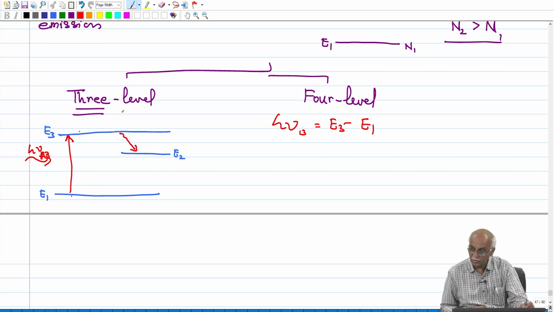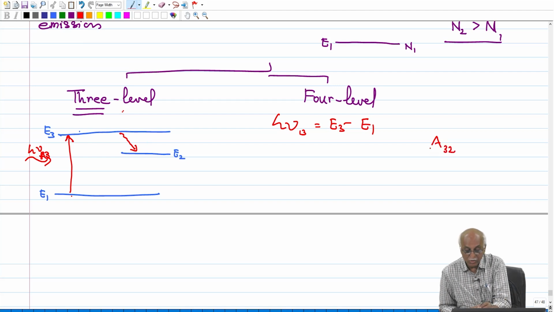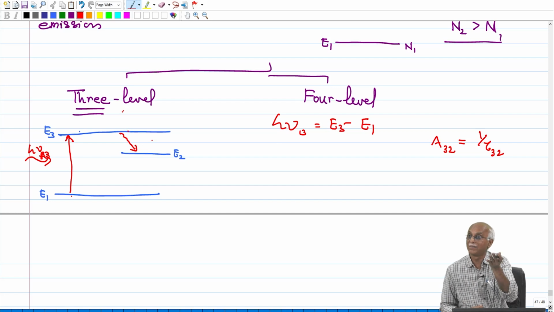So, excited atoms with a very small lifetime. Lifetime is related to Einstein's A coefficient. We already had the relationship. Over here, A 3 2, spontaneous emission from 3 to 2, is nothing but 1 upon tau 3 2, and the lifetime tau 3 2 is very short. So, the probability that spontaneous emission will occur from level 3 to 2 is very high.